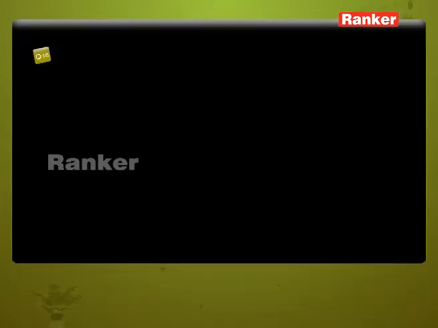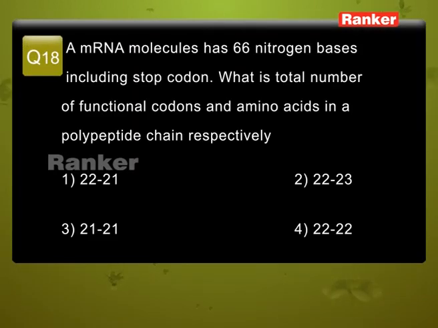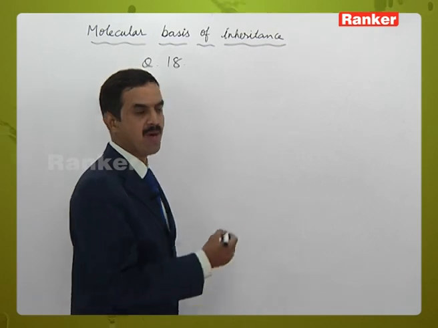Question number 18. An mRNA molecule has 66 nitrogen bases, including the stop codon. What is the total number of functional codons and amino acids in a polypeptide chain respectively? Option 1, 22 and 21. Second option, 22 and 23. Third option, 21 and 21. Fourth option, 22 and 22. Okay, this is a question related to an mRNA molecule.